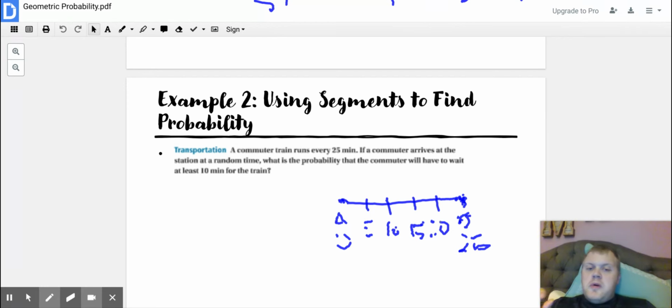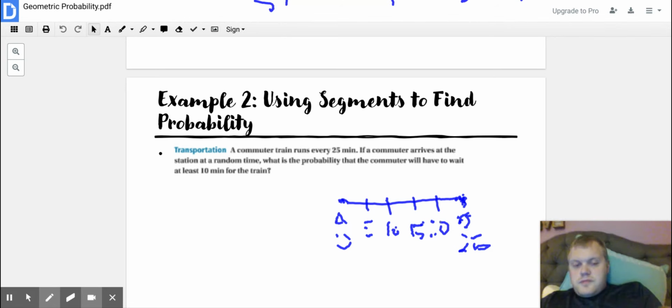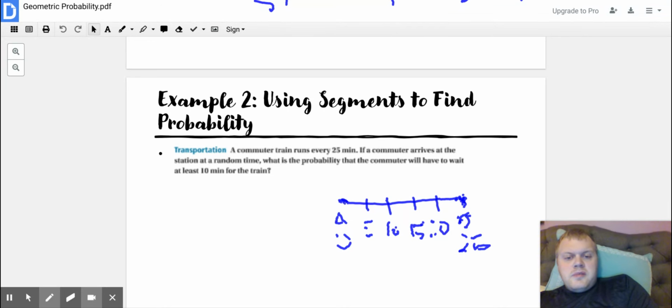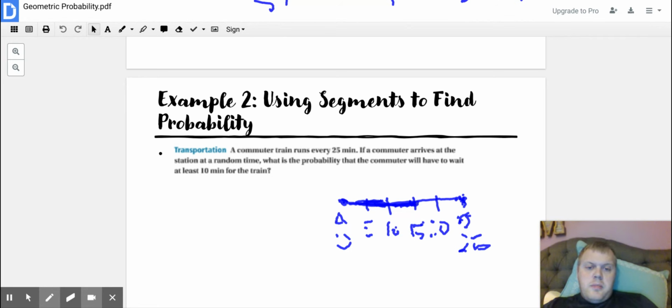So a commuter will have to wait at least 10 minutes. That's what it tells us in our part right there. If the commuter arrives at any time between 0 and 15 minutes, because 15 would have to be the latest they arrive if they have to wait 10 minutes for the train. So the latest they would have to be there is from 0 all the way to 15, between these two points. That's the part. If they're not there within that range, then they're not going to wait at least 10 minutes. So the part that we're looking for is that 0 to 15 range.